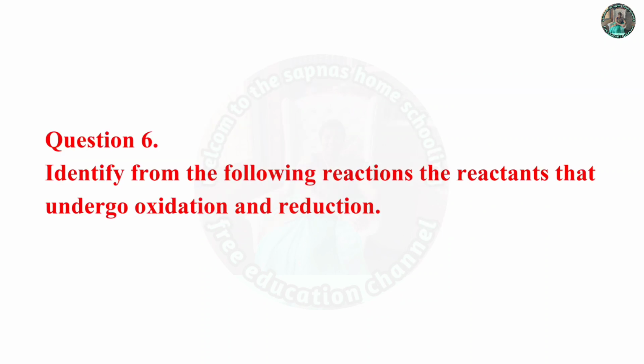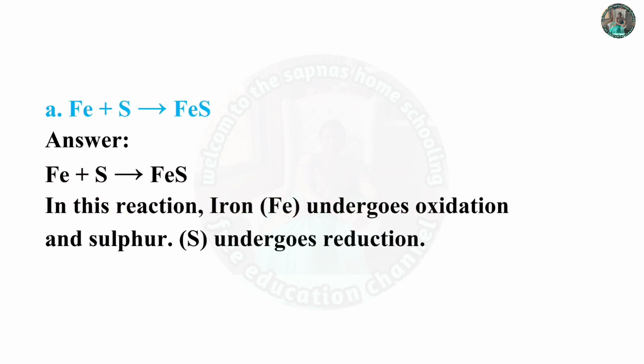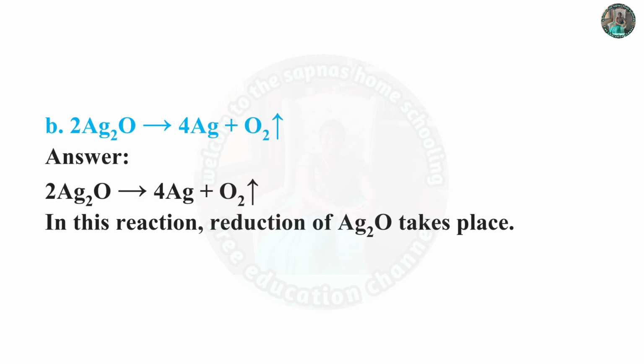Question 6. Identify from the following reactions the reactants that undergo oxidation and reduction. A. Fe + S = FeS. Answer. In this reaction, iron undergoes oxidation and sulfur undergoes reduction. B. 2Ag2O = 4Ag + O2. Answer. In this reaction, reduction of Ag2O takes place.